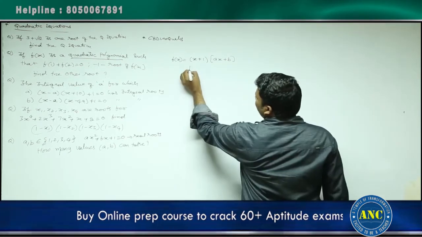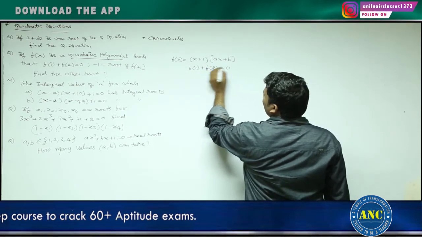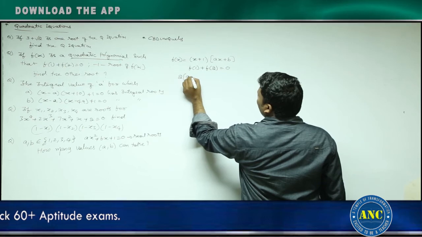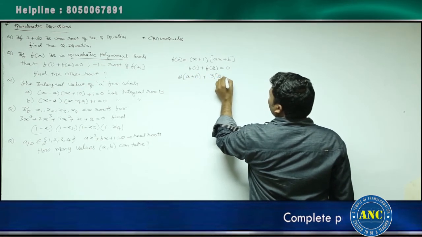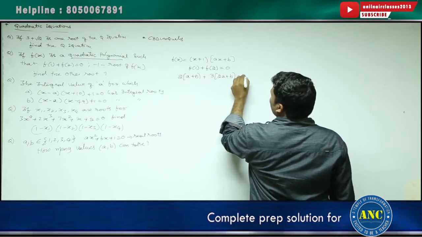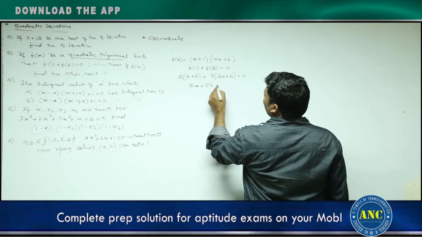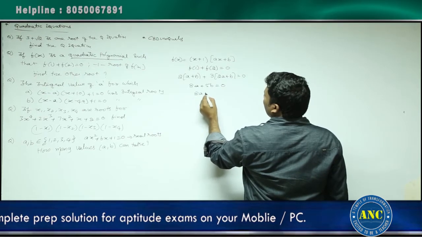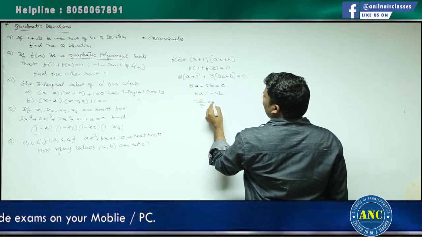So f of 1 plus f of 2 is 0. That gives 2 into a plus b, plus 3 into 2a plus b, equivalent to 0. So 8a plus 5b equivalent to 0. 8a equivalent to minus 5b. Minus b by a equivalent to 8 by 5.